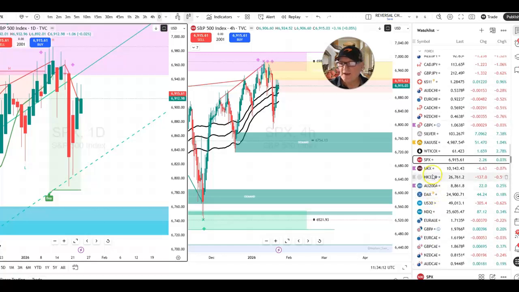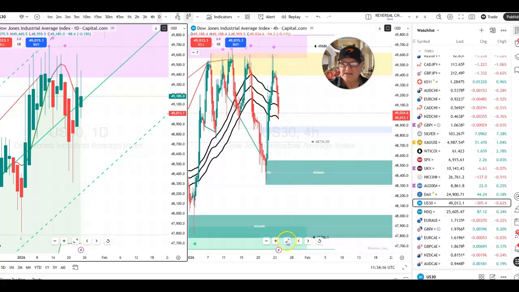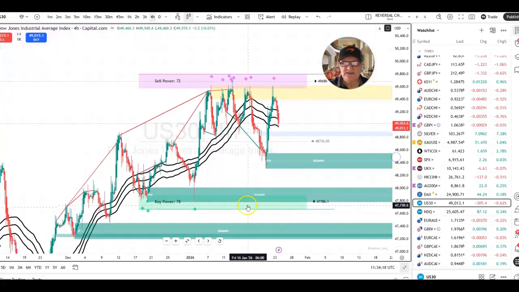The indices are looking pretty pathetic. They are unsure where to go now. If we have a look at the Dow, very mixed indeed. When we have mixed charts like this, we just leave them alone.